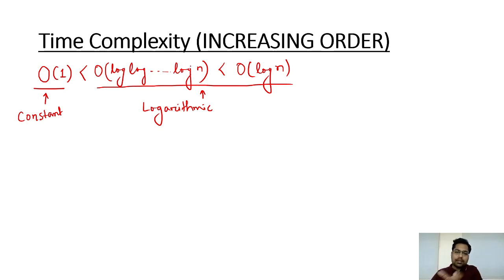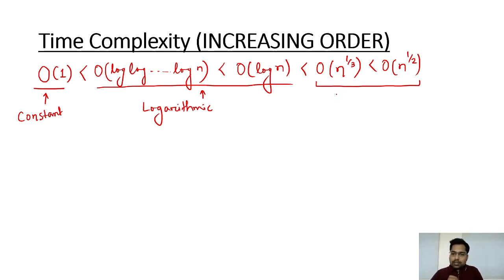Next, instead of this one, you can say if the constant is there, like log square n, log cube n, like this. Next is big O of n to the power anything. Suppose I'm writing n to the power 3, next will be big O of n to the power 2. This is how you define the complexities. These are roots: cube root, square root, like this. Once it is done, next will be your linear.